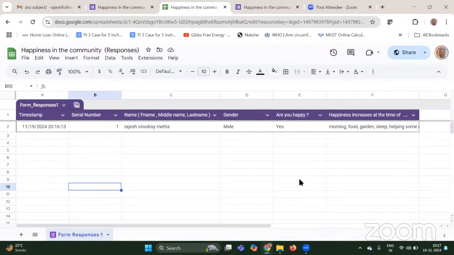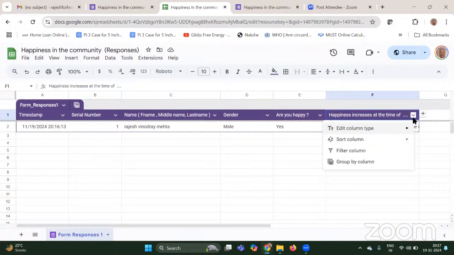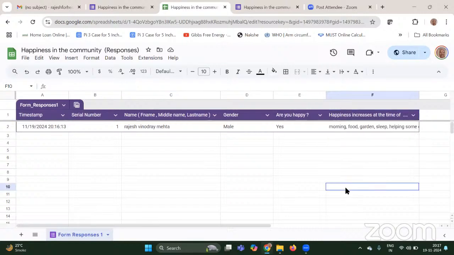Now, you look at this, it is much better to have a separate question rather than checkboxes, because if you use checkboxes, analysis will be a bit difficult, right? It will be difficult because combinations will be there. Instead of keeping morning yes/no, food yes/no, garden yes/no, it is better to make it simple, right? So this data can be saved in Excel.